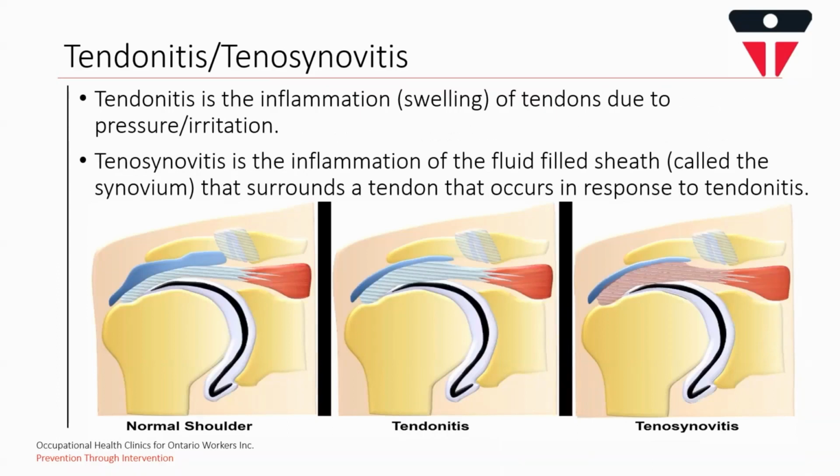Tendonitis is the inflammation or swelling of the tendon due to pressure or irritation, such as when bursitis is happening. And tenosynovitis is the response of the tendons to the inflammation. The synovial sheath around the muscle fills with a fluid called synovium that acts as a protective measure to protect the muscle. But as a result of the irritation, it starts to swell and again increases the amount of compression that's happening within the shoulder joint.